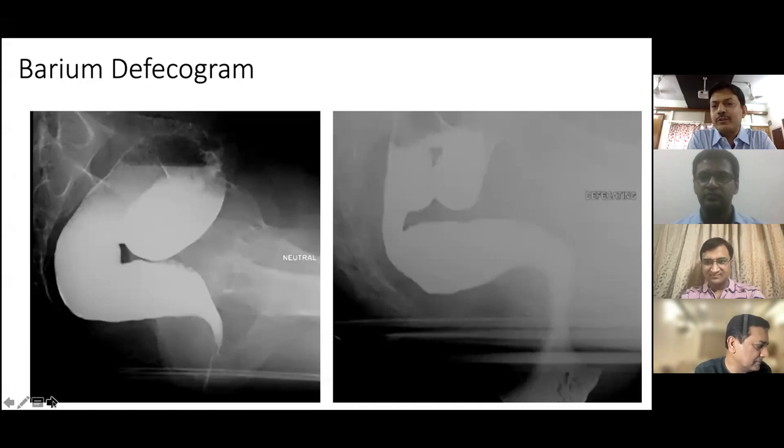So what's your take on that? Should you do a transit study or should we stop at that? Yeah, there could be overlap. As the disease progresses, dyssynergic defecation can have a slow transit constipation. I agree with you. So there could be overlap. So to complete the workup, one should do a transit study. Okay. So we have the transit study in this.